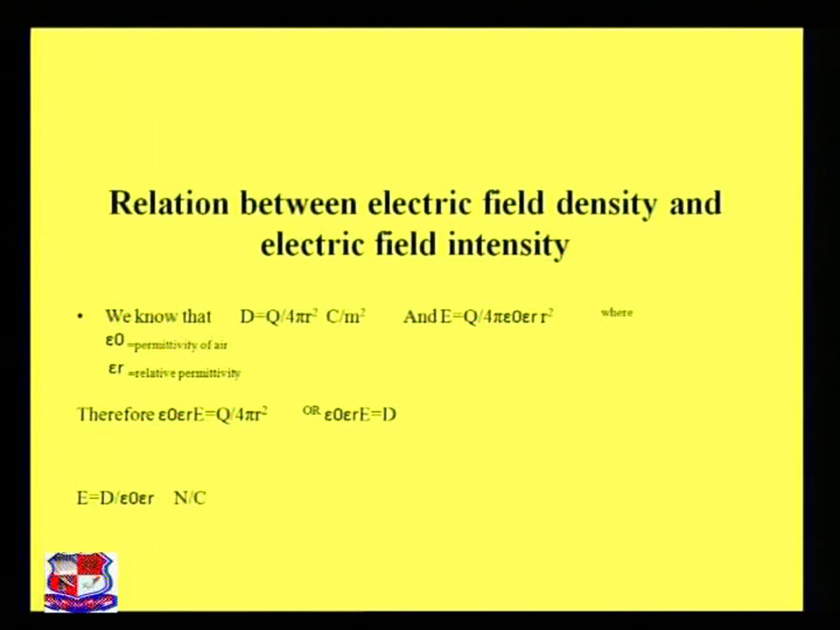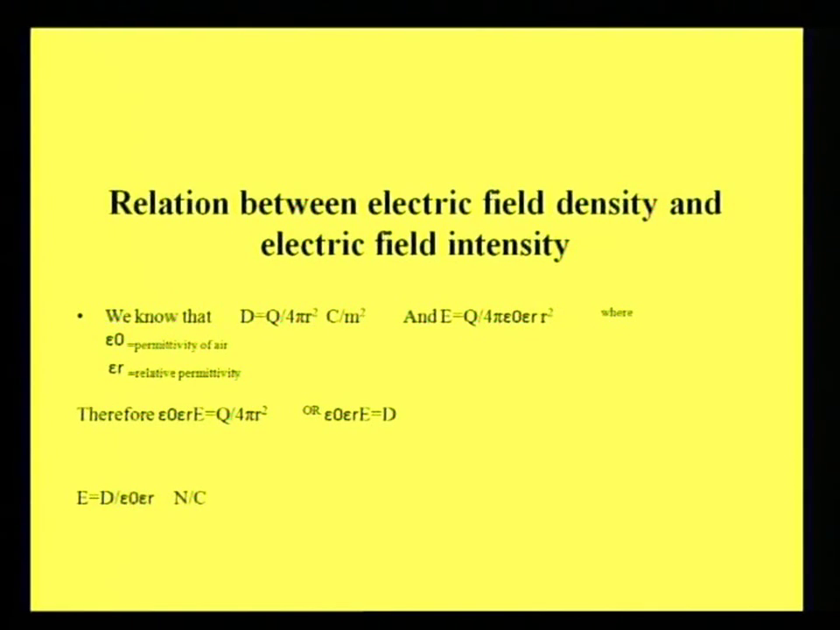Now we will see the relation between electric field density and electric field intensity. We know that D is equal to Q by 4 pi r square coulomb per meter square, and we also know that E is equal to Q by 4 pi epsilon 0 epsilon r into r square, where epsilon 0 stands for permittivity of air and epsilon r stands for relative permittivity.